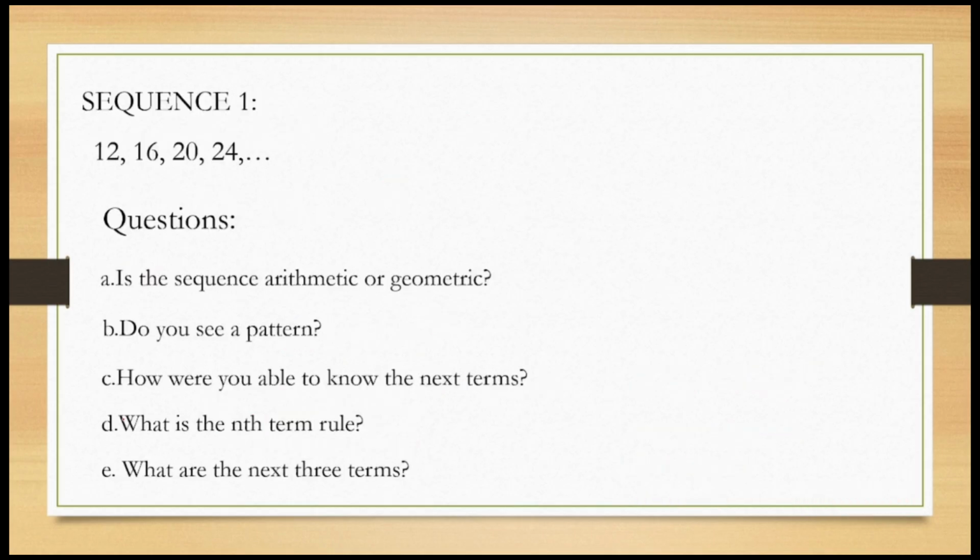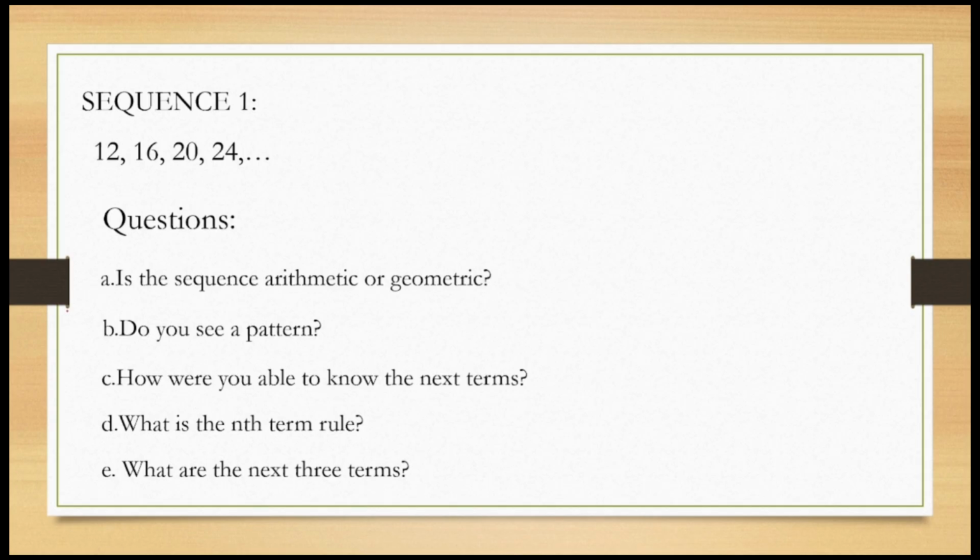I prepared some questions for the following sequences, so let's answer them together. Sequence 1: 12, 16, 20, 24, and so on. These are the questions. A. Is the sequence arithmetic or geometric? B. Do you see a pattern? C. How were you able to know the next terms? D. What is the nth term rule? E. What are the next three terms?